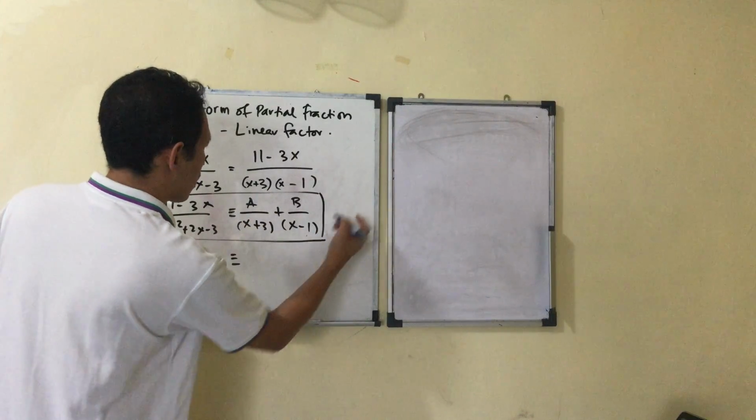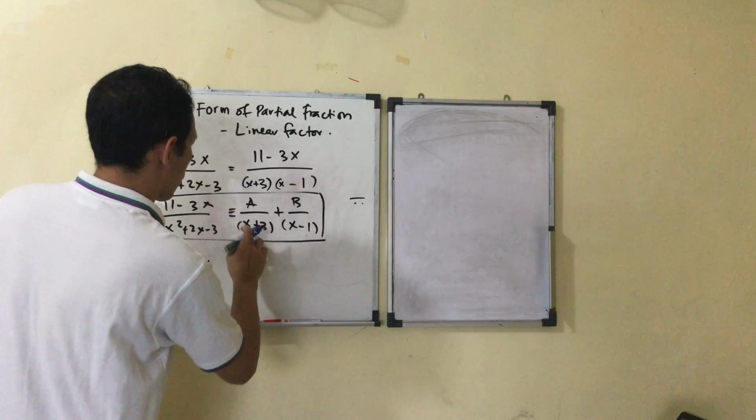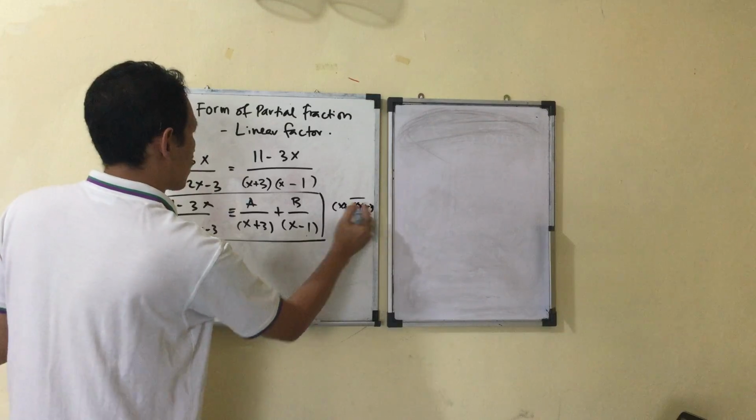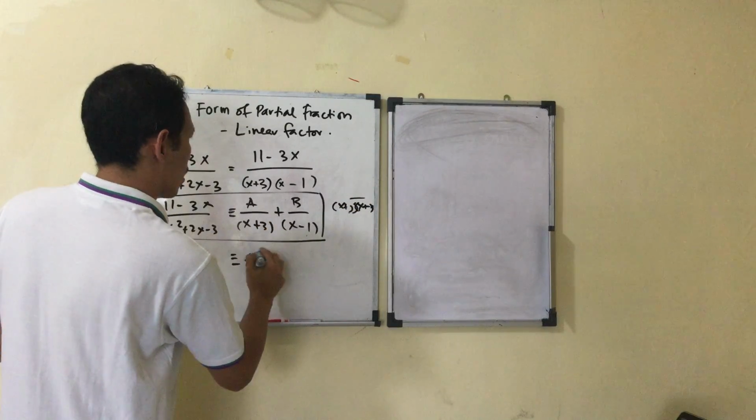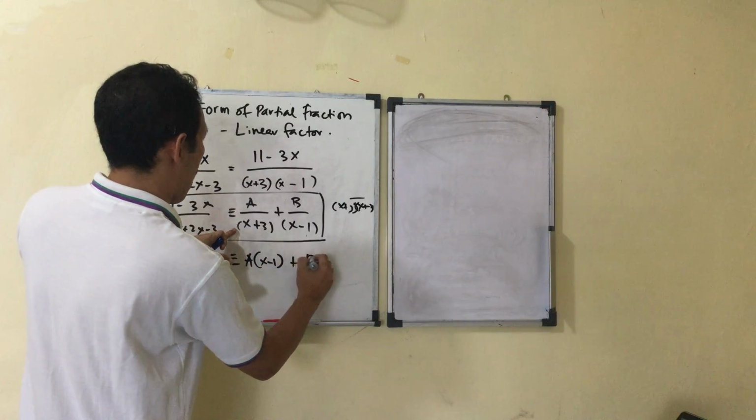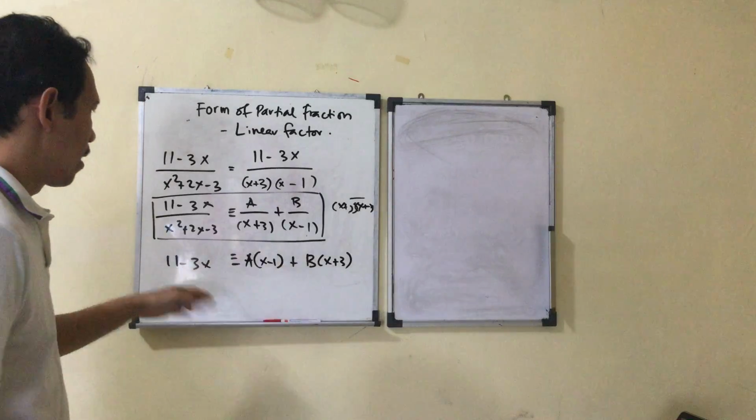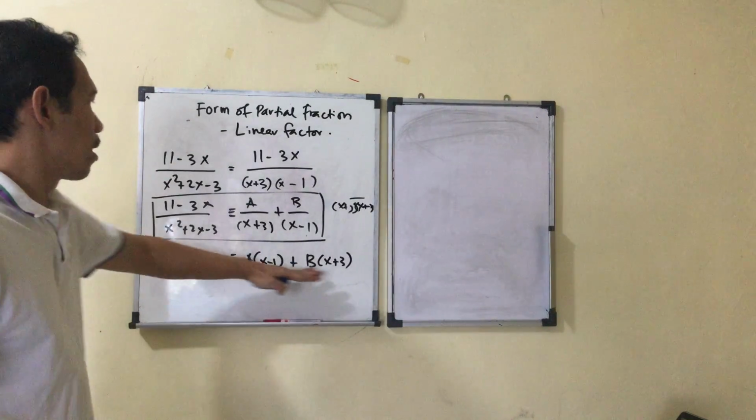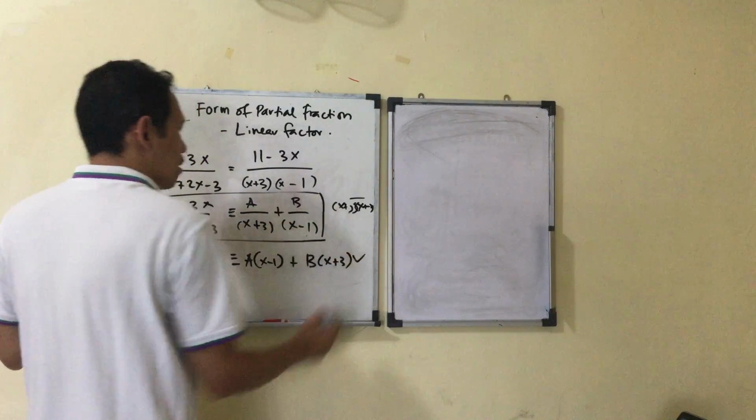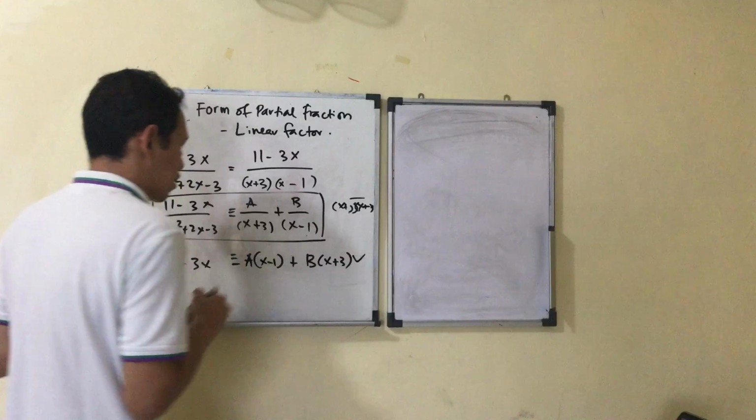So in the end, 11 minus 3x is equivalent to, if you find the common denominator and then divide and multiply, the denominator x plus 3, x minus 1, divided by A times x minus 1 plus B times x plus 3. That is the equation that you will have when you're solving this. And from this equation, what should you do? First you have to find the factors of this.